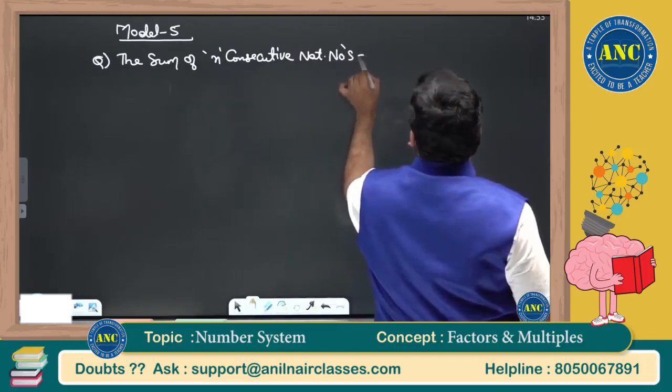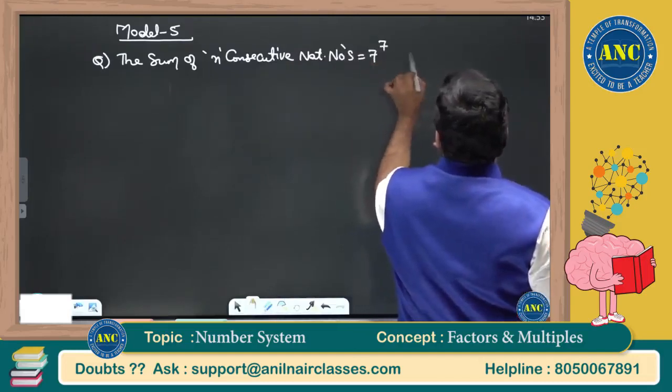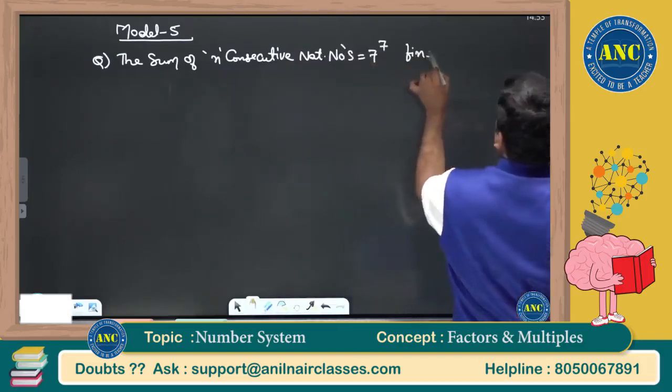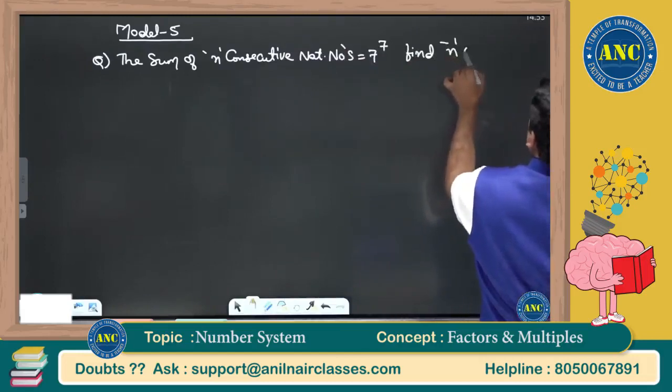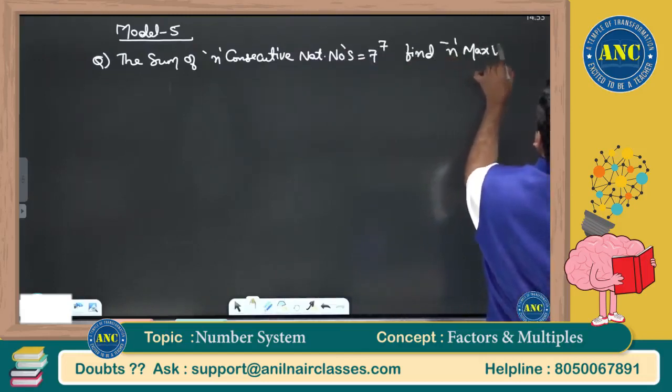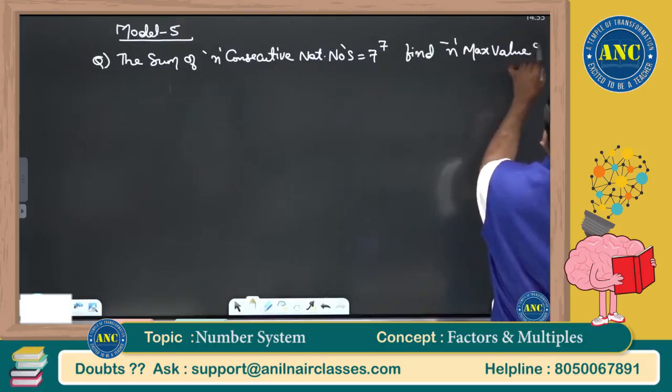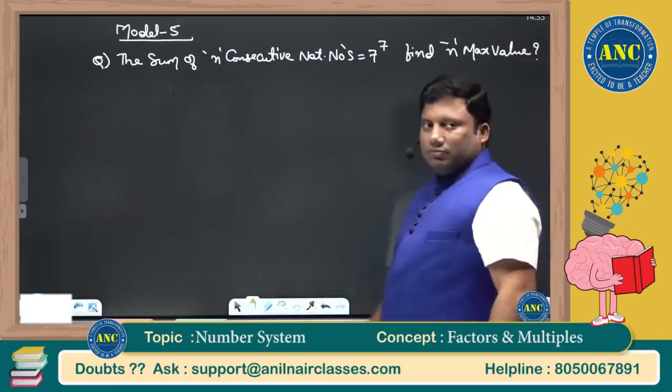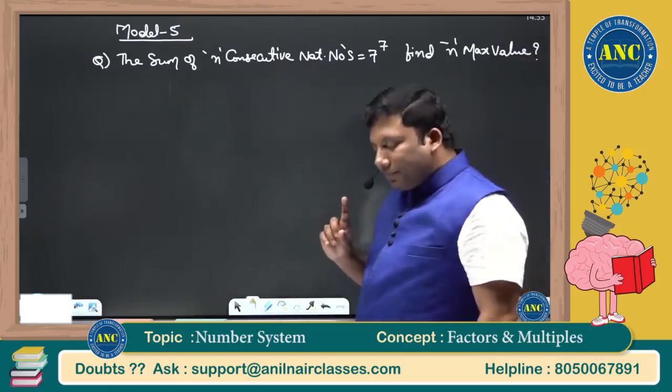Very, very good question, sir. It is 7 power 7. Find n maximum value. Please read the question again.